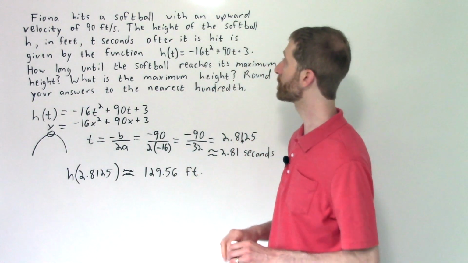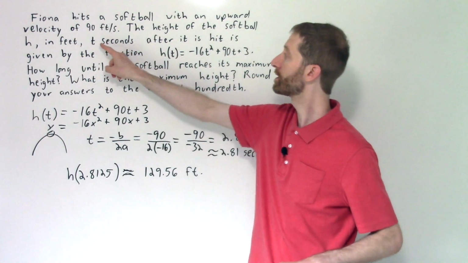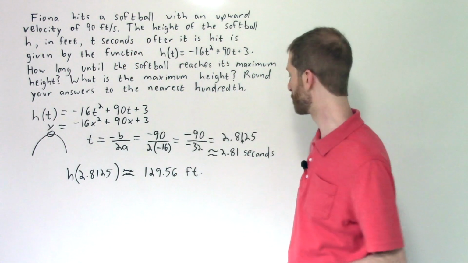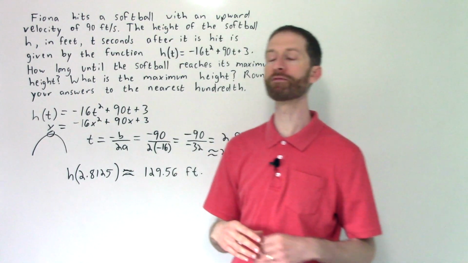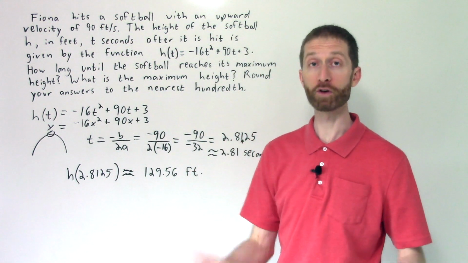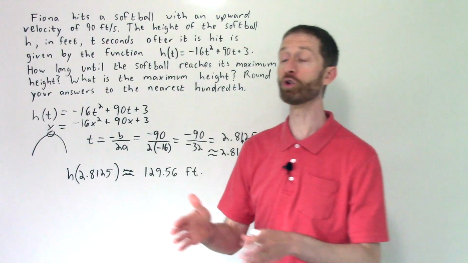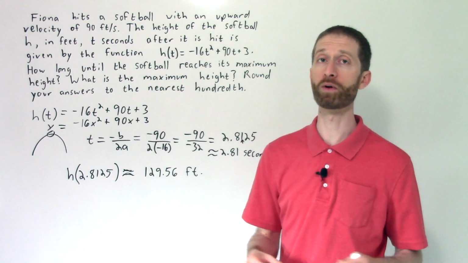And where I'm getting these units from is the fact in the description it says that h is in feet, t seconds. That's how I know what my units are. It's a beautiful thing. So when you're asked for a maximum value of something or a minimum value of something, you're being asked for the vertex. If you're being asked for how long it takes to get to the max or min value, you're being asked again for a component of the vertex.